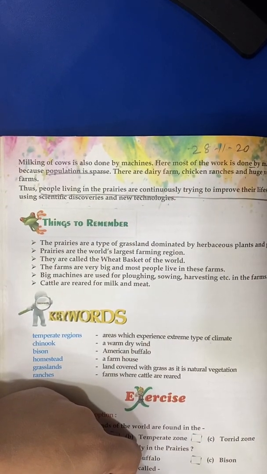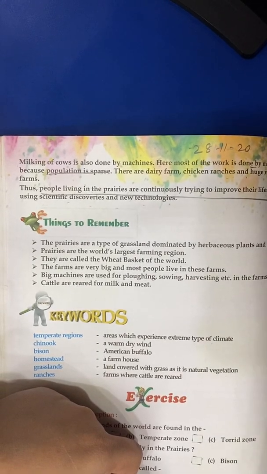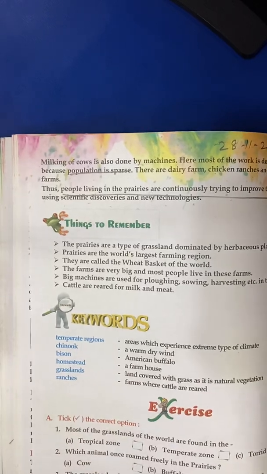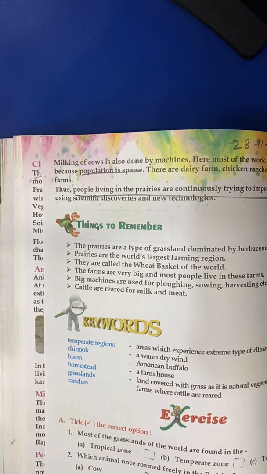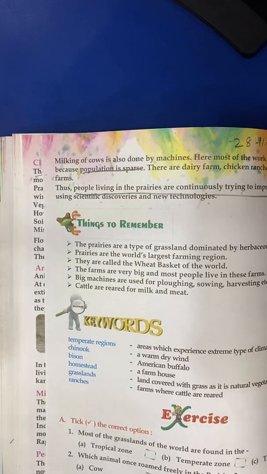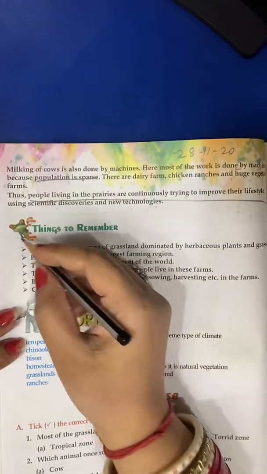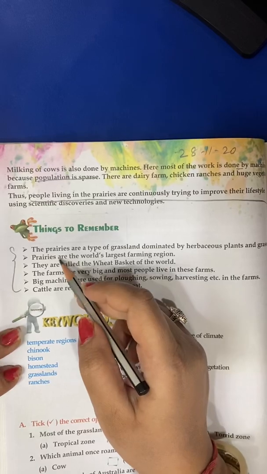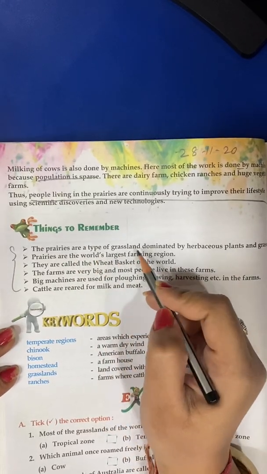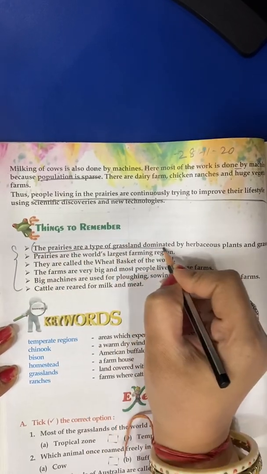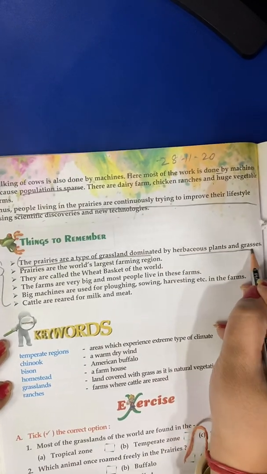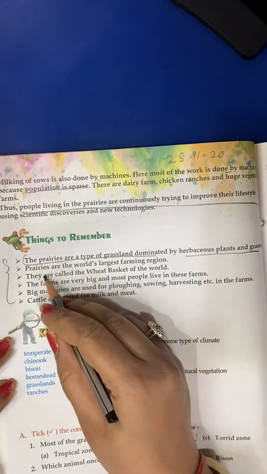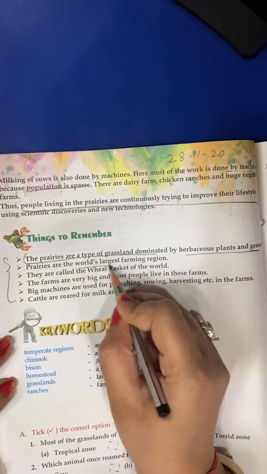वो आज भी धीरे धीरे अपने लाइफस्टाइल को इम्प्रूव कर रहे हैं न्यू टेक्नोलॉजीज और न्यू साइंटिफिक वेज को एडॉप्ट करके. ये हमने प्रेरीज के बारे में पढ़ा. इसके हम थिंग्स टू रिमेम्बर भी कर लेते हैं. द प्रेरीज आर अ टाइप ऑफ ग्रासलैंड dominated by herbaceous plants and grasses. Prairies are the world's largest farming region.